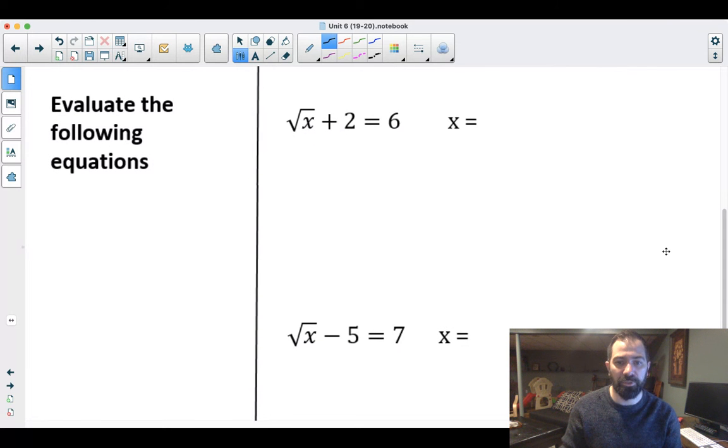Number 1 here on our example, we have the square root of x plus 2 equals 6. Remember that first step here is to split that equation. Let's just split that right down the middle.